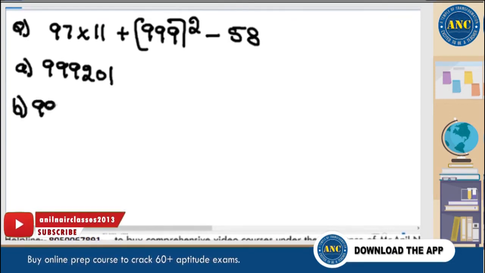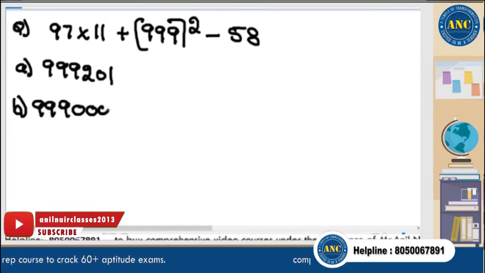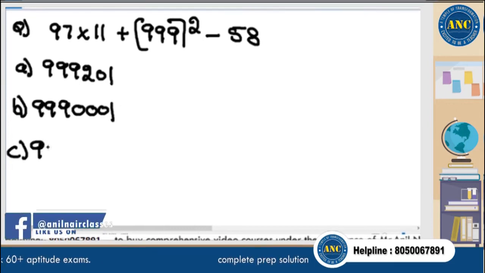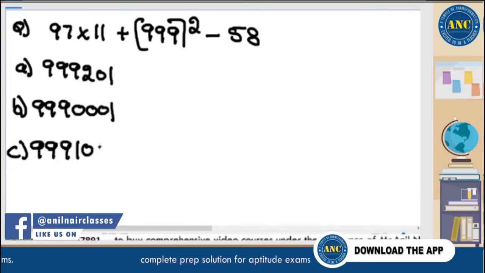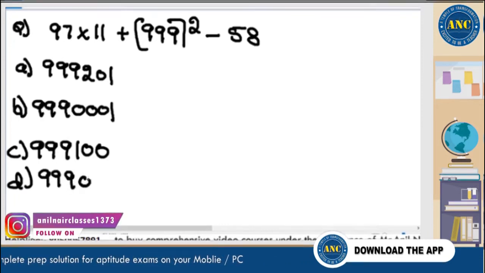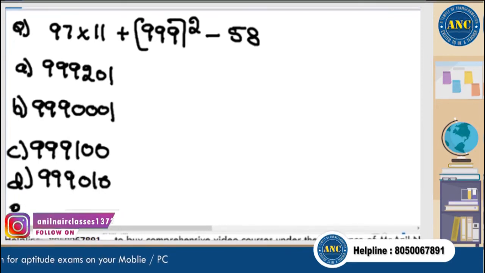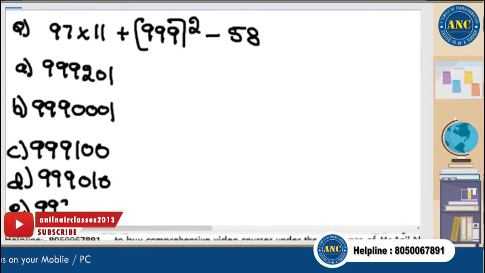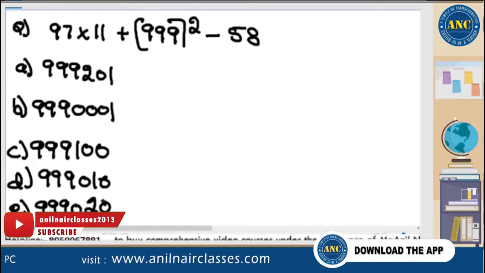999201. Second option, 999001. Another competitive exam question. Third option, 999010. Fourth option, 999020.